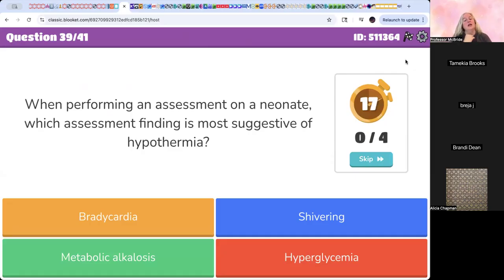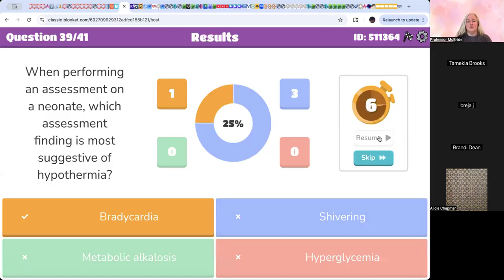When performing an assessment on a neonate, which assessment finding is most suggestive of hypothermia? Okay, so remember babies can't shiver. So if their temperature is low, bradycardia is going to be a sign. Mottled skin, cool to the touch, things that are slowing down, so lethargy, poor feeding.